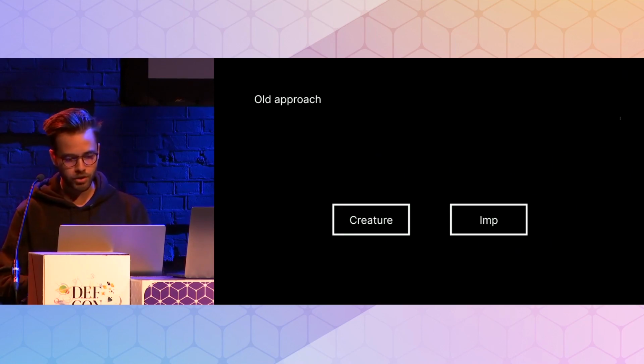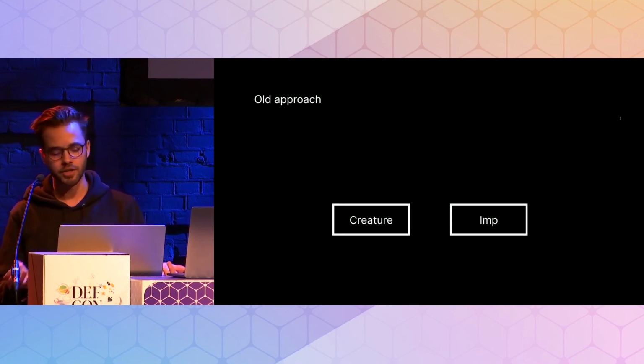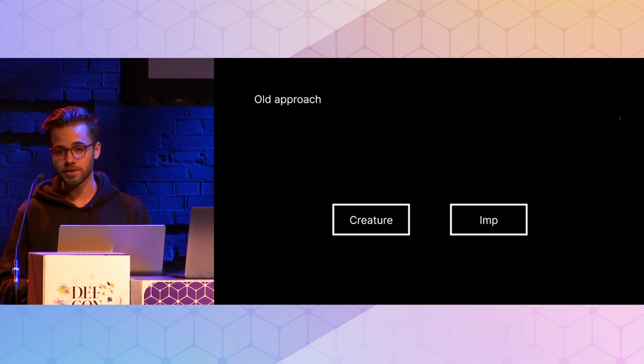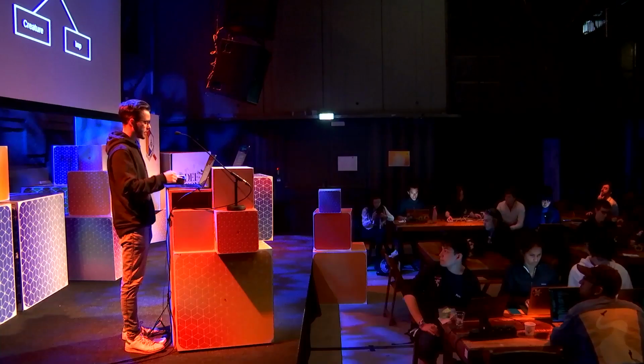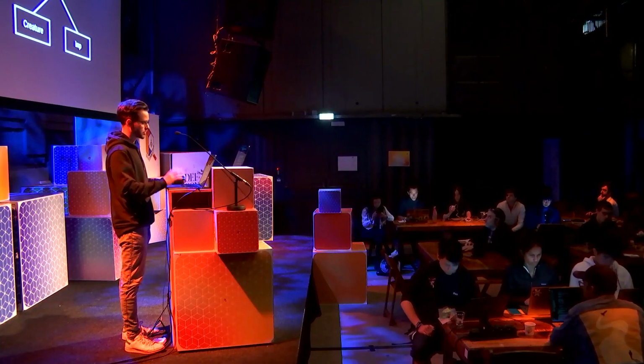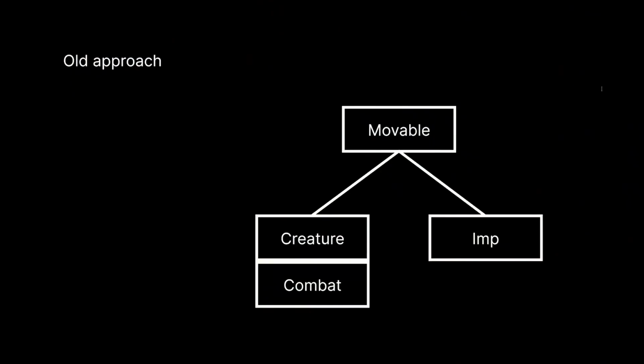So let me briefly walk you through a very simple example of where we ran into problems. In our old approach, we basically used specific data structures and classes for all the things that happened in the game. For example, we had creatures and we had imps in the game. And for both of these, we had a separate class. Then both of these were able to move around the map. So we created a movable class and made creatures and imps extend this movable class. So far, so good. Now, creatures also can take part in combat. So we added the logic and the data needed for combat to the creature object, because at that point, creatures were the only things that take part in combat.